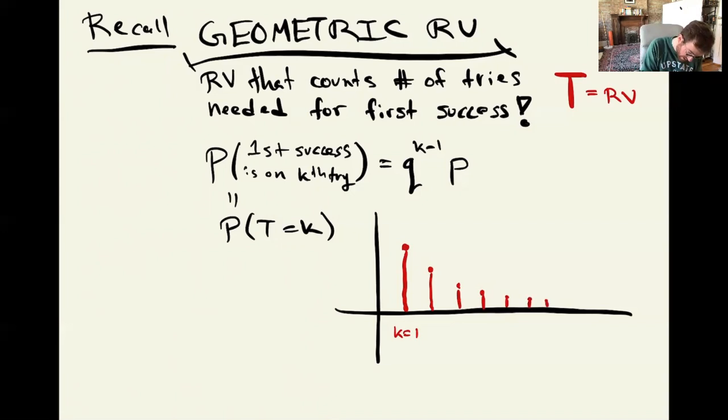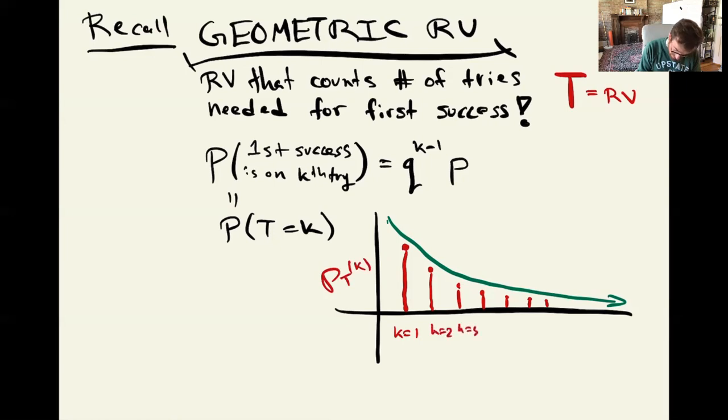If I try to connect the dots, it's going to have this almost exponential distribution where it's tailing off like this. It has a horizontal asymptote at probability equals 0. So it's the same sort of thing here where I'm graphing the probability of t equaling k. And this is k equals 2, k equals 3, so on and so forth.